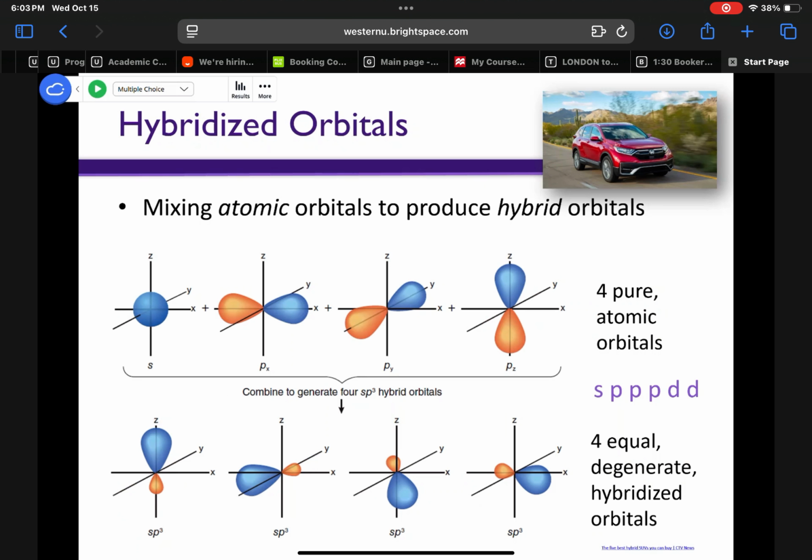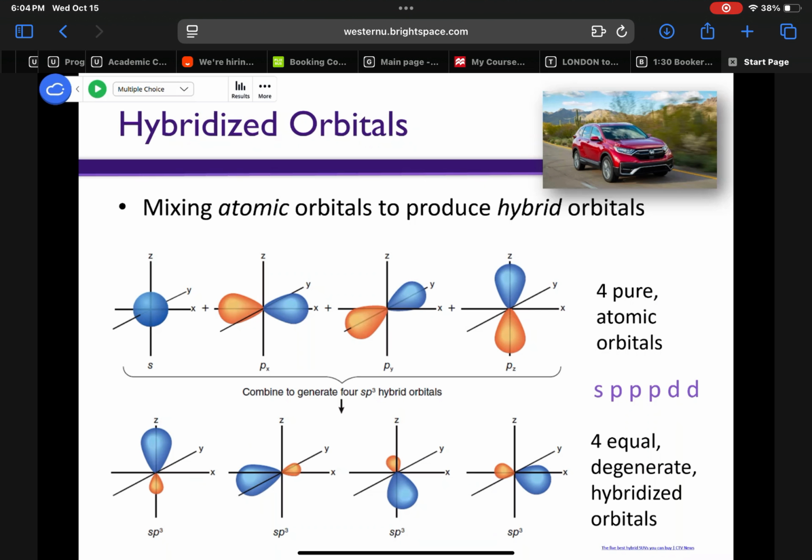Or a hybrid dog. I have a golden doodle, so it's a combination of a golden retriever and a poodle, and you end up with the sweetest golden doodle puppy that you can ever imagine, and I have the most wonderful dog at home, and she's a hybrid. Well, we can do the same thing with orbitals. We can take atomic orbitals, s, p, d, atomic orbitals, and we can turn them into hybridized orbitals.